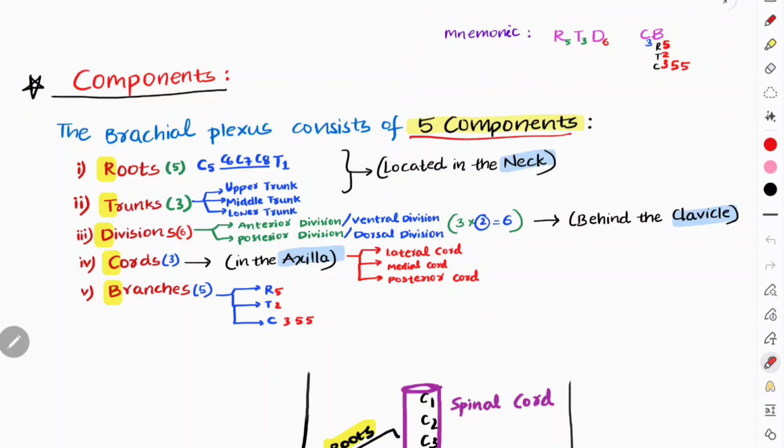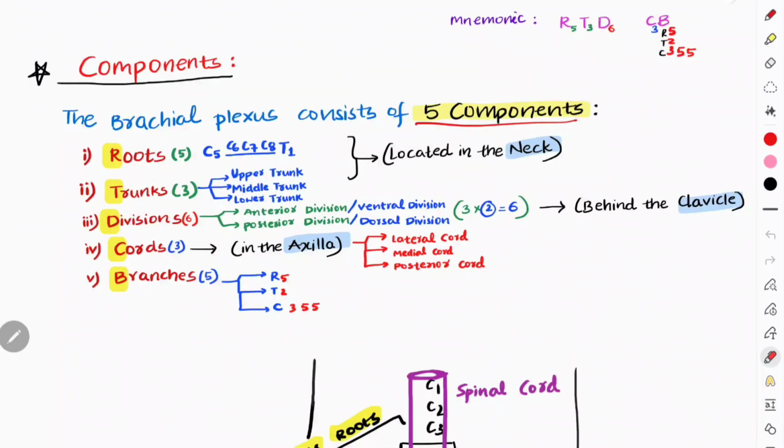First of all, be familiar with these 5 components: roots, trunks, divisions, cords and branches. The brachial plexus consists of 5 components. As of now, remember the roots are 5, the trunks are 3, the divisions are 6, the cords are 3, the branches are 5, like RTDCB: 5, 3, 6, 3, 5, with the 6 in the middle.